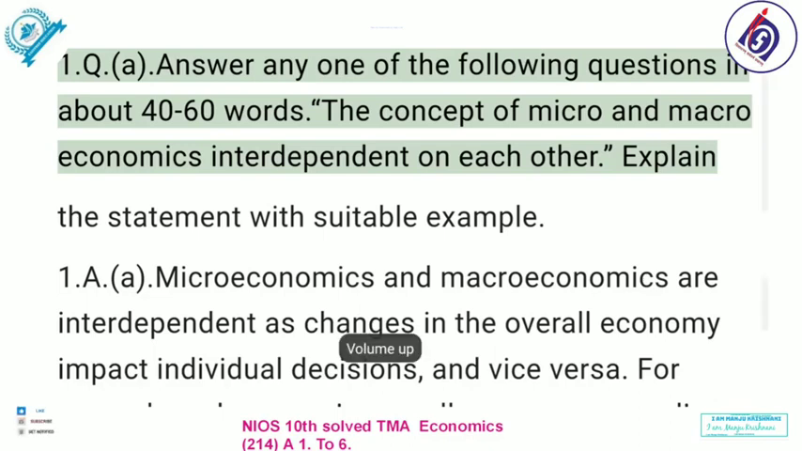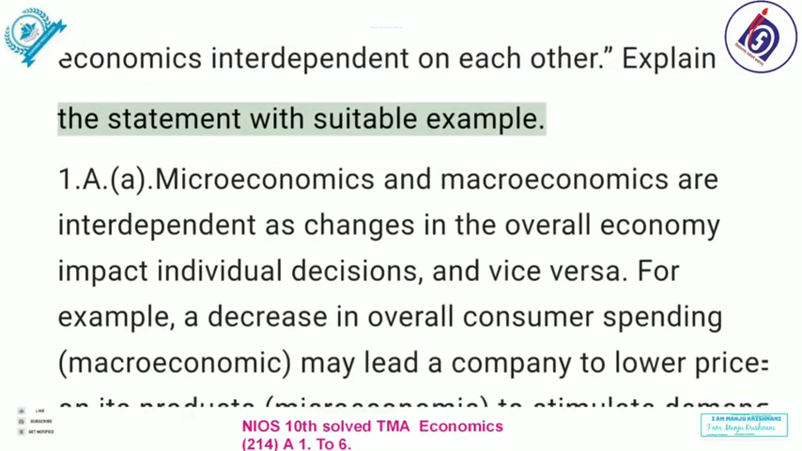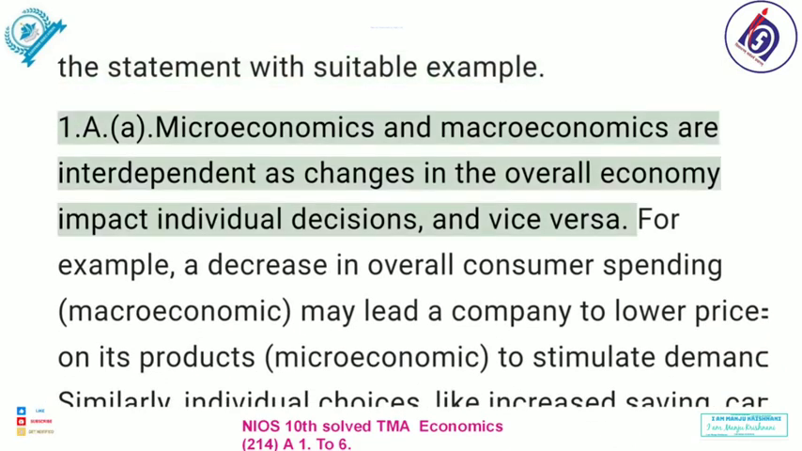Answer any one of the following questions in about 40 to 60 words. The concept of micro and macroeconomics are interdependent on each other. Explain the statement with a suitable example. A. Microeconomics and macroeconomics are interdependent as changes in the overall economy impact individual decisions and vice versa.